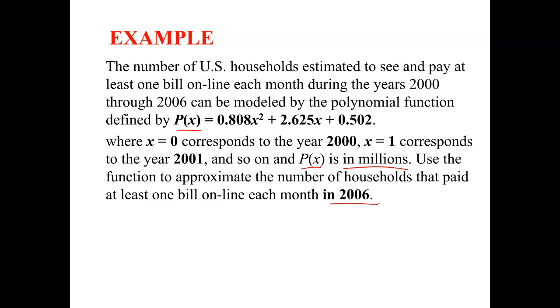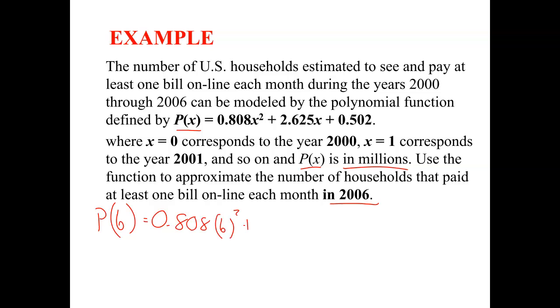So what am I going to be solving for? What's x going to be? 6. I need to make sure that I pick the right value of x. Since year 2000 is 0, 2001 is 1, I keep going in that pattern. 2006 is going to give me x equals 6. So we plug this in.